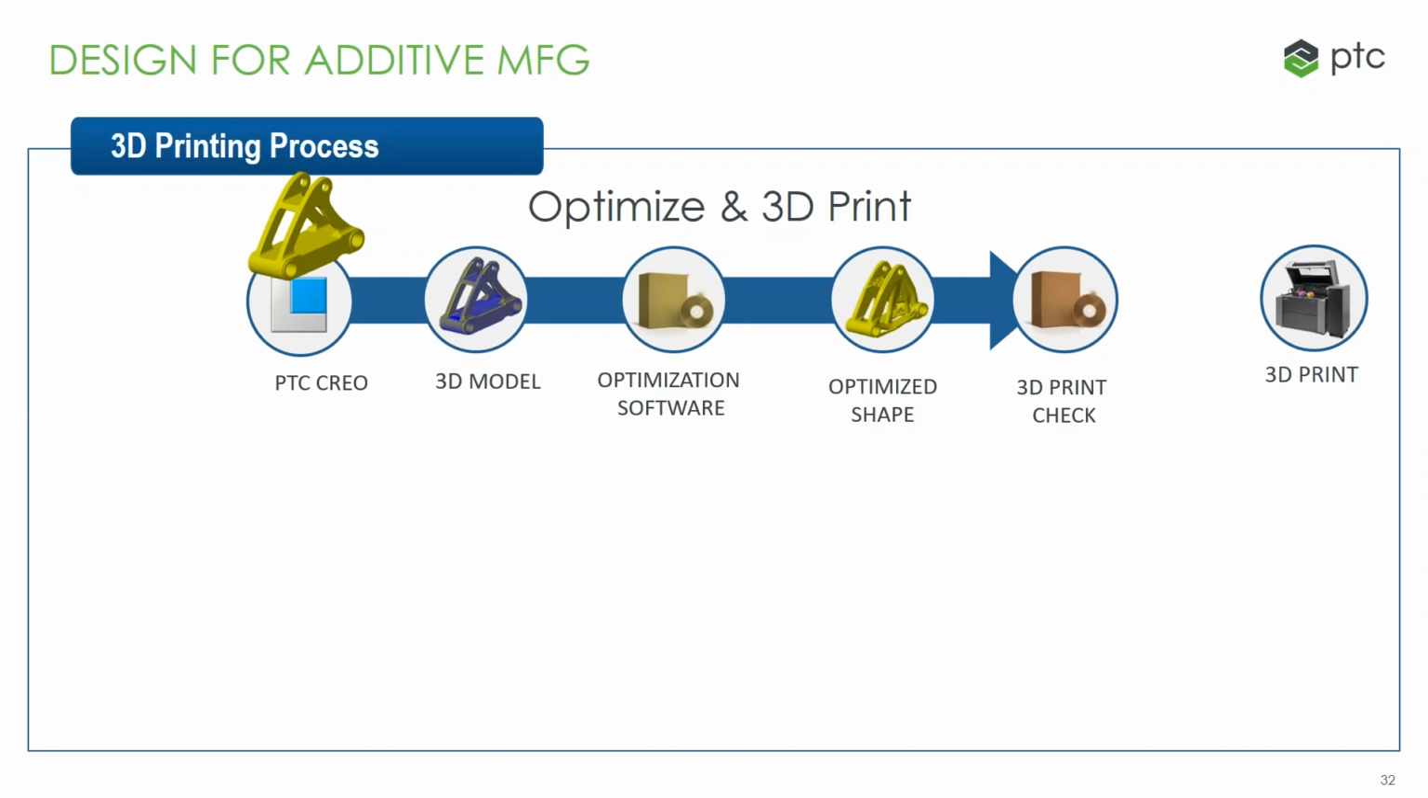When they've got the optimized shape, they then need to run it through 3D print check software to make sure that it can be printed, that there aren't holes in it too small or there aren't walls too thin. And only at that stage can they then send it to a 3D printer. But this is not a prototype part. This is a final production part.